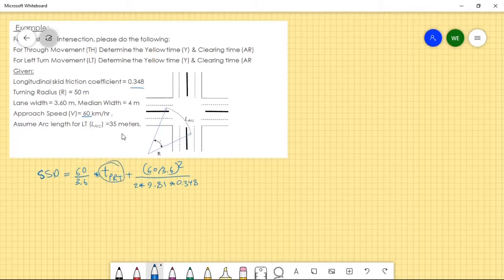Can someone tell me? What is the recommended value? I think it's 1 second, exactly. So this one is 1 second. Why is it 1 second?